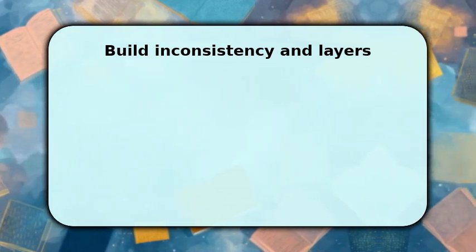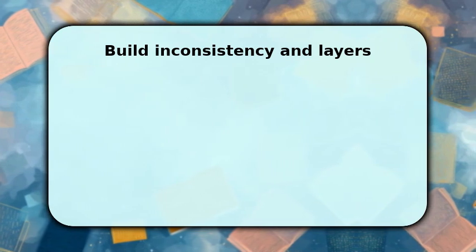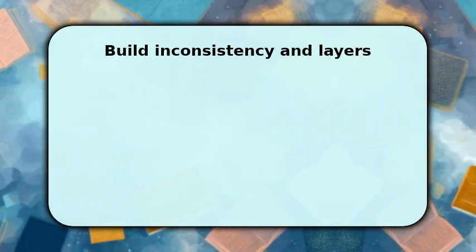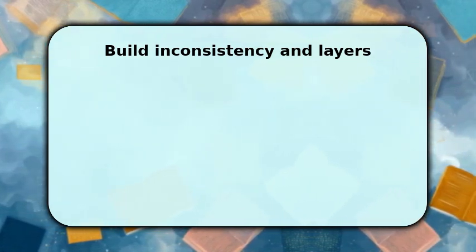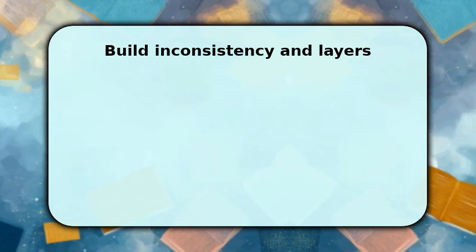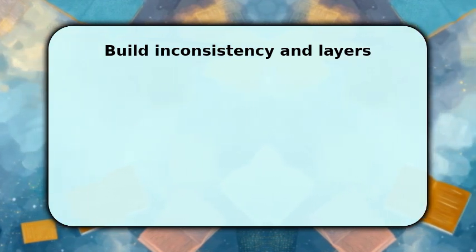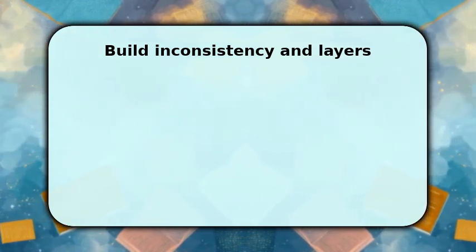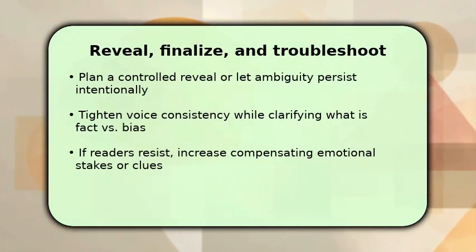Make sure to revise scenes so contradictions feel like character, not error. Show how memory, motive, and trauma warp perception. Use other characters' reactions sparingly to signal disparity, and maintain a believable internal logic. Finish by deciding whether to expose the unreliability outright or to leave it ambiguous.